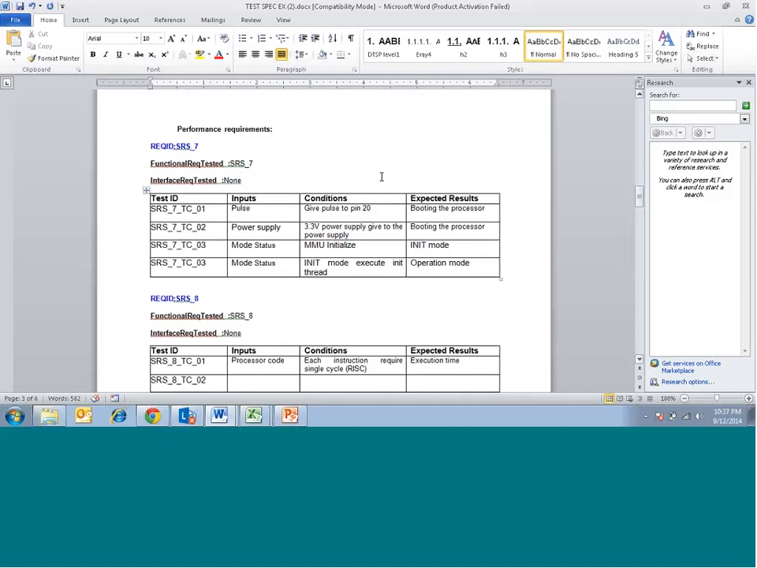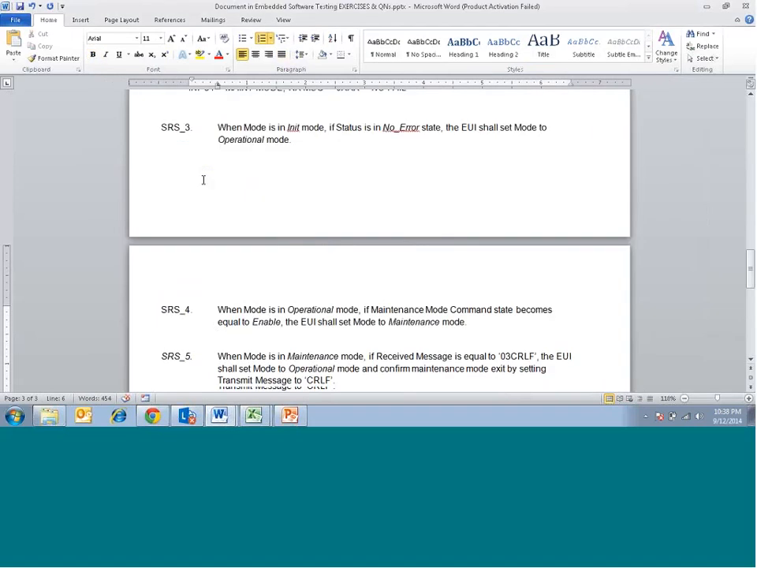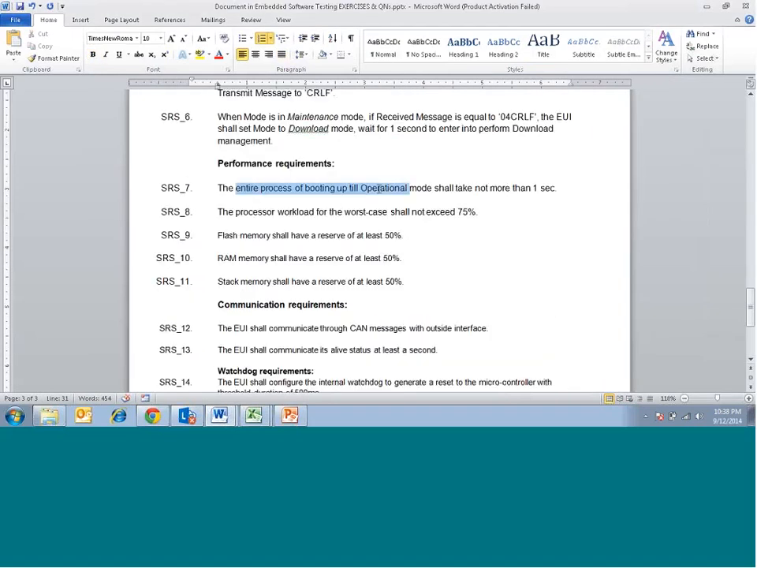Okay. The next one is performance requirements. Let's try to understand what the performance requirement talks about. The entire process of booting up till operational mode should not take more than 1 second. That means upon power up, we should not take more than 1 second to become operational mode.